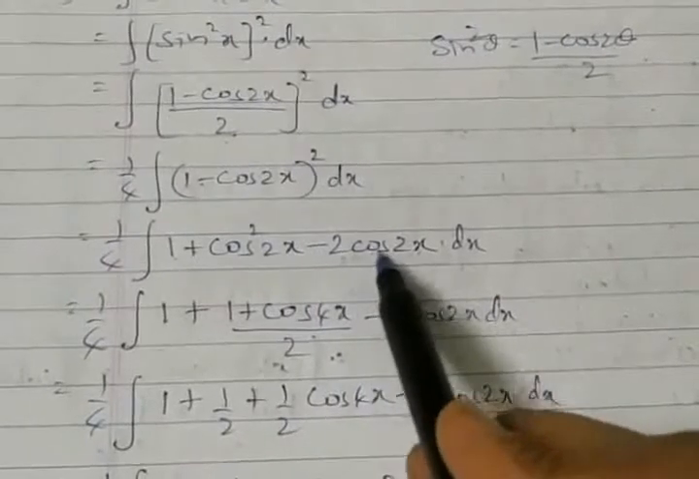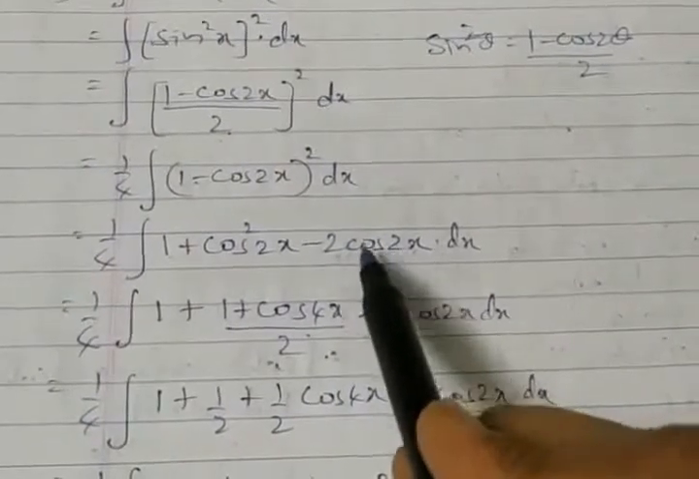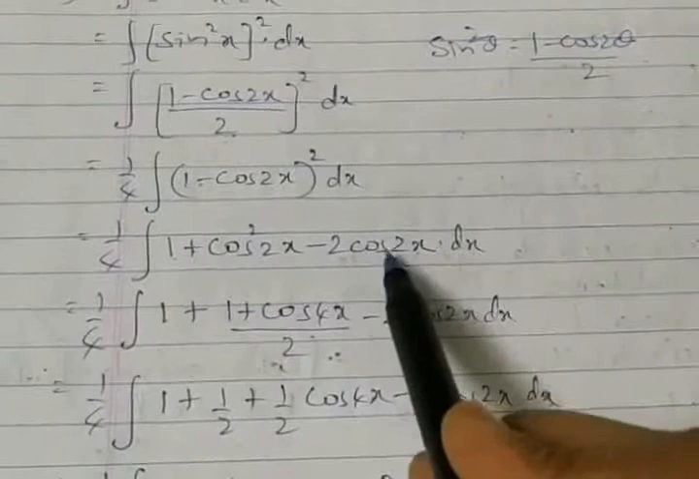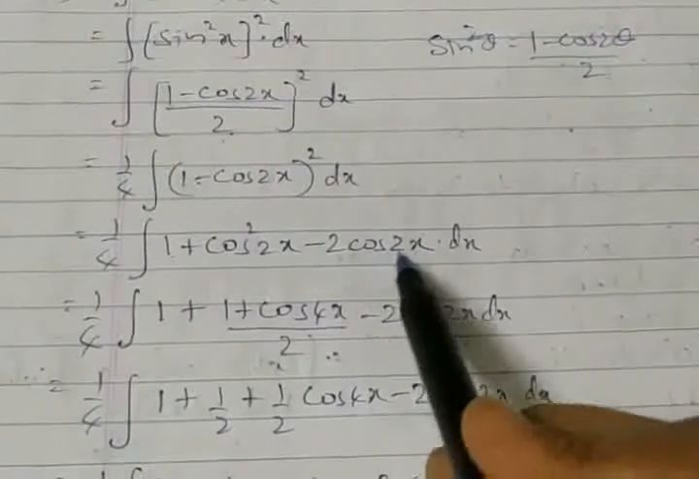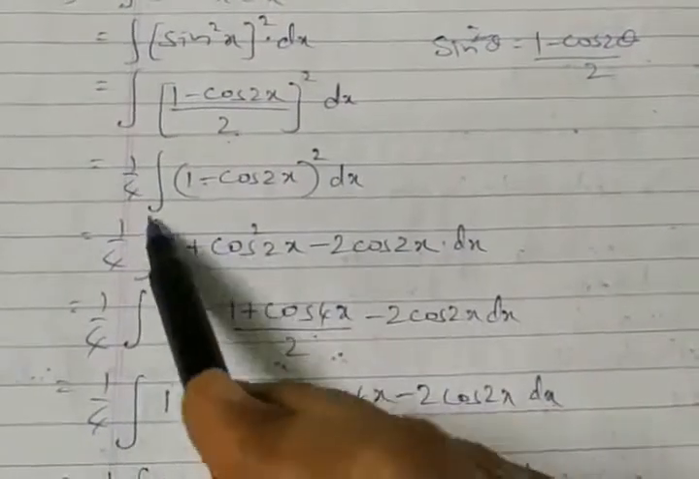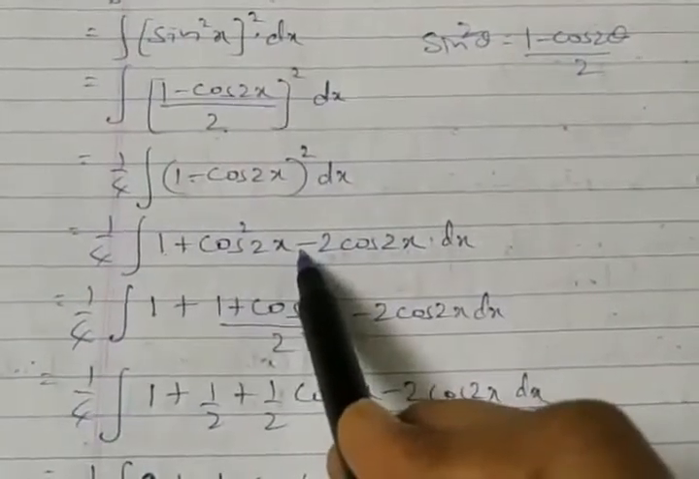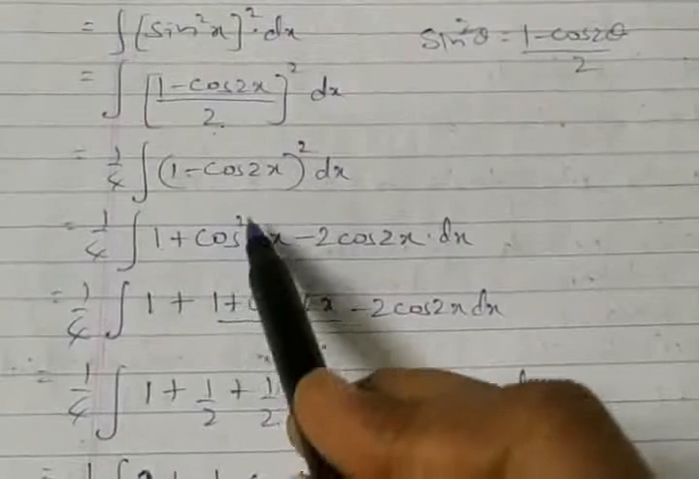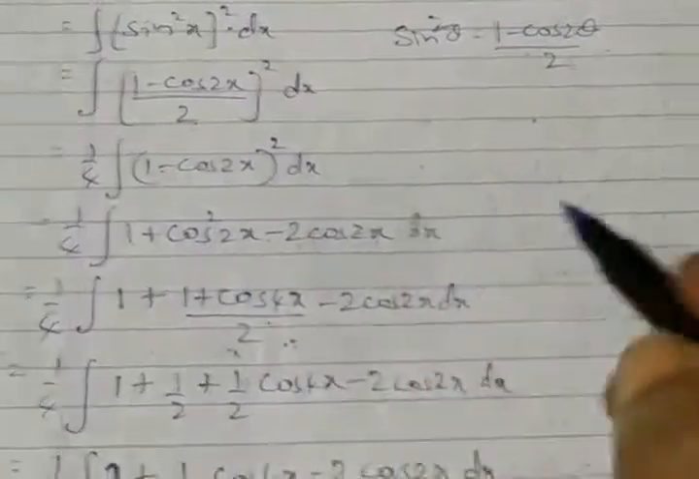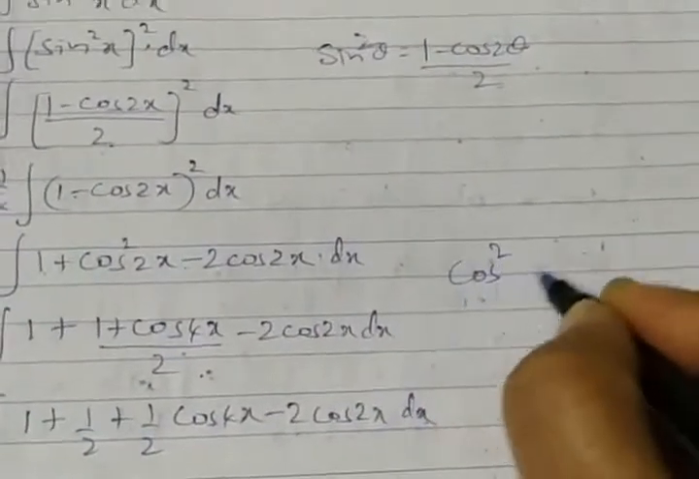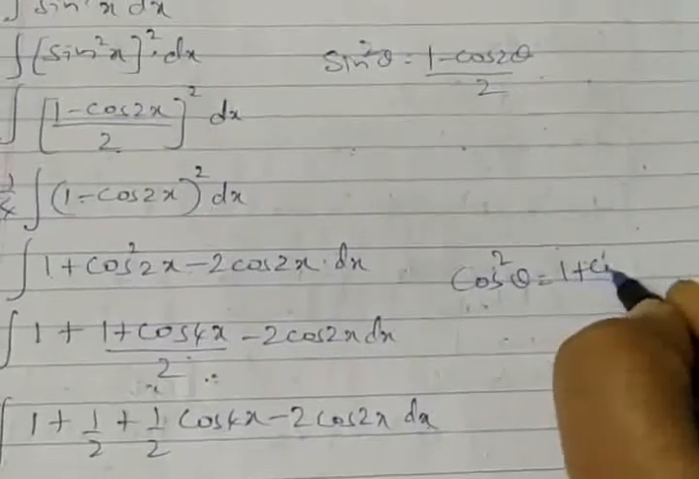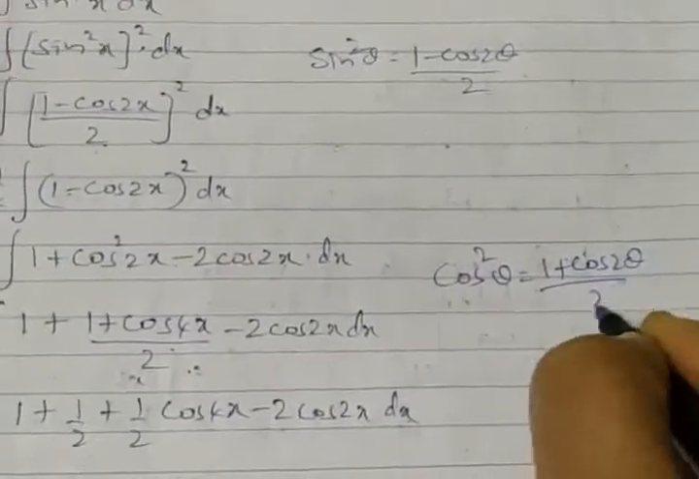Integration of cos 2x is possible? Yes, it is possible. What's the answer? It is sine 2x by 2. But how to integrate cos square 2x? Just now we have done it, no? What's the integration of cos square? Cos square is to be taken as, what's the basic relation we find? Cos square theta can be taken as 1 plus cos 2 theta by 2.